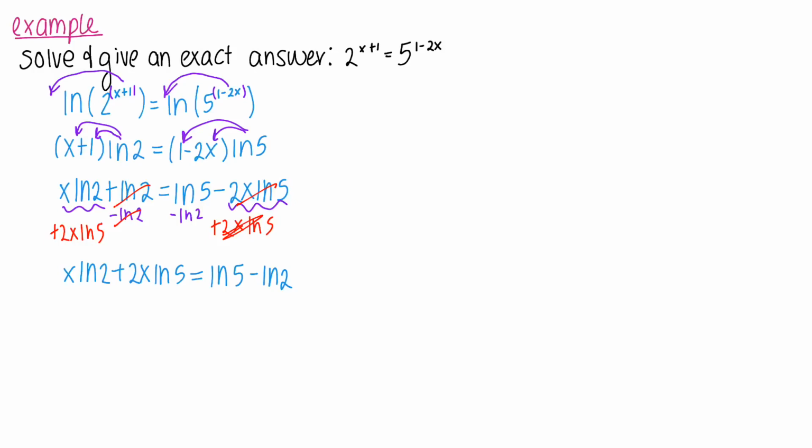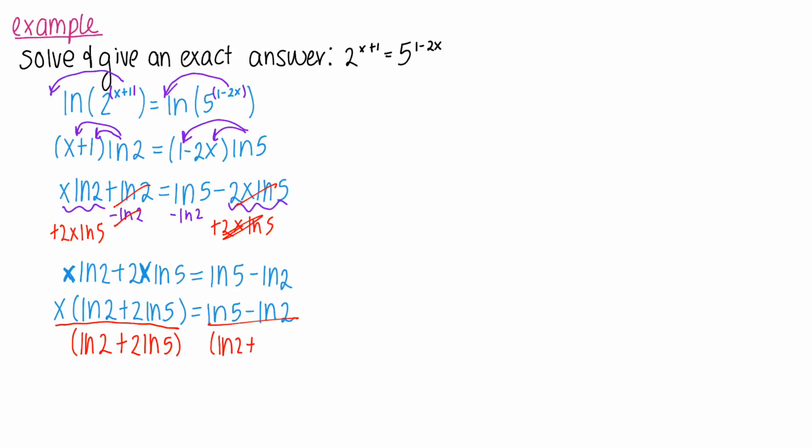I'm going to pull out the x on the left-hand side because they both have x's, right? This one has an x. He has an x. So I can factor out an x. x times (ln 2 plus 2 ln 5) is equal to ln 5 minus ln 2. Then to get x by itself, I will divide by this entire ln thing, so ln 2 plus 2 ln 5, on both sides. These cancel. I get x is equal to (ln 5 minus ln 2) over (ln 2 plus 2 ln 5).